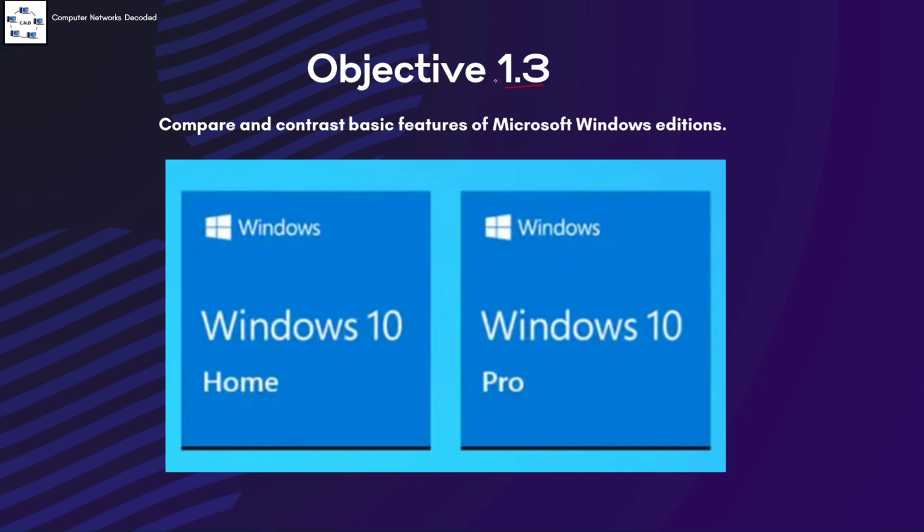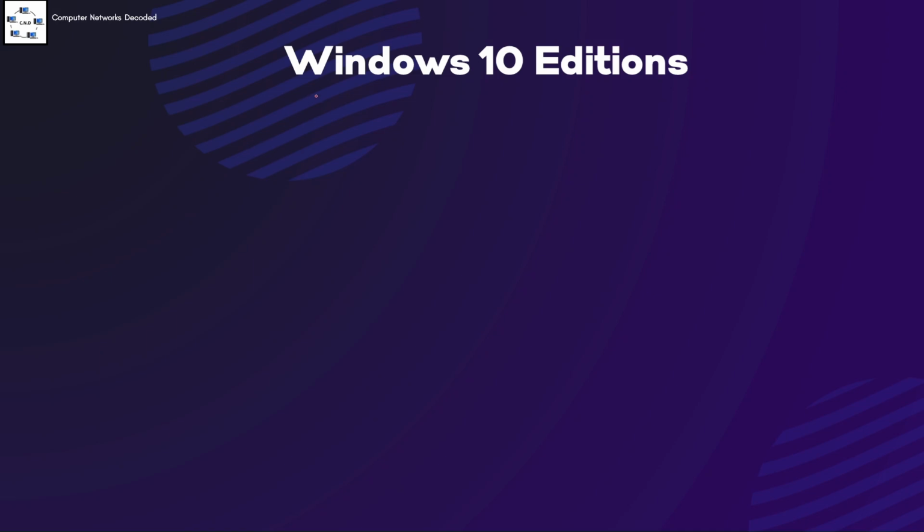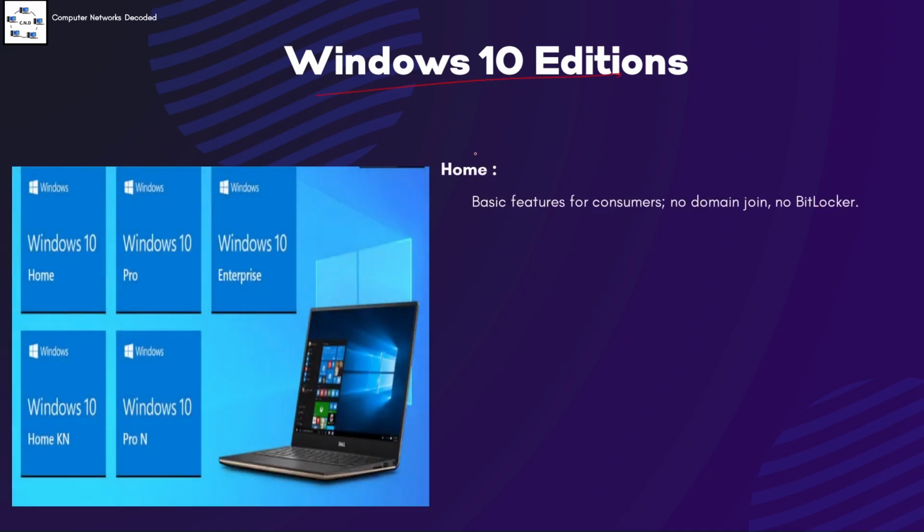Next is objective 1.3, compare and contrast basic features of Microsoft Windows editions. So first of all, Windows 10 editions. First one is the Home. So the Home Windows edition includes basic features for customers and consumers. It does not include the domain joining feature, and it also does not include the BitLocker encryption facility.